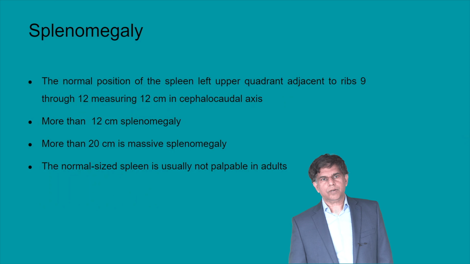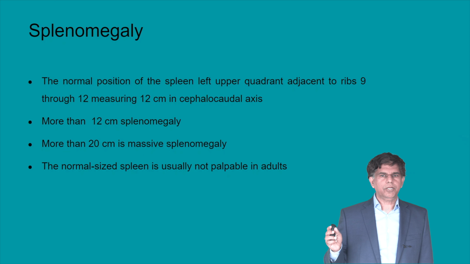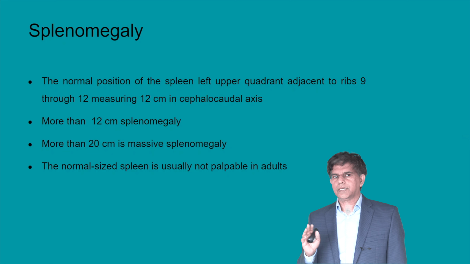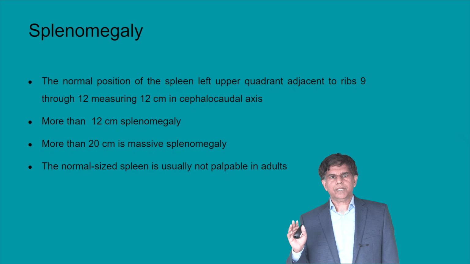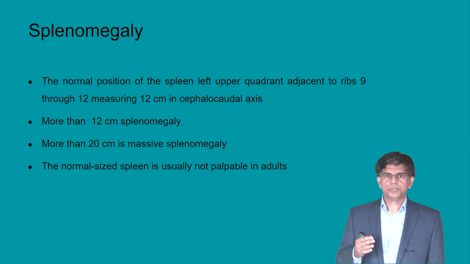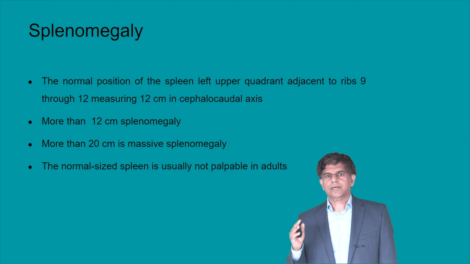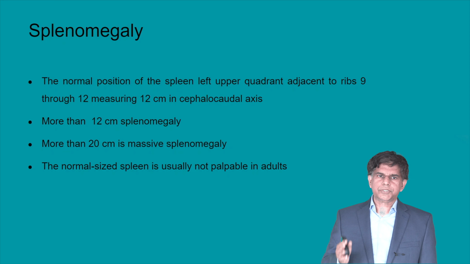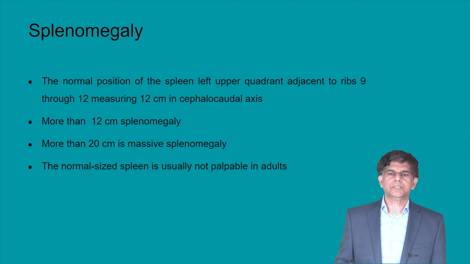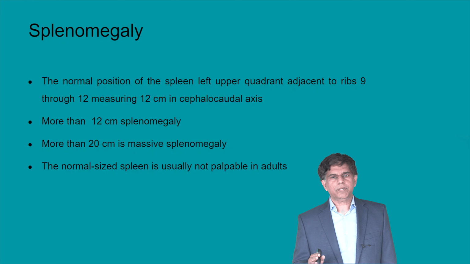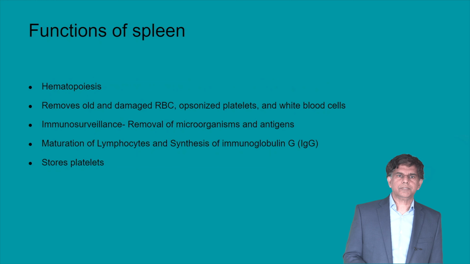So let's get into our topic, okay? When you talk about splenomegaly, it's good to know the size of the spleen, right? Where does it sit? Ribs 9 through 12, measuring 12 centimeters in the cephalocaudal axis. So remember, more than 12 centimeters is splenomegaly, more than 20 centimeters is massive splenomegaly. A normal size spleen is usually not palpable in adults, okay?